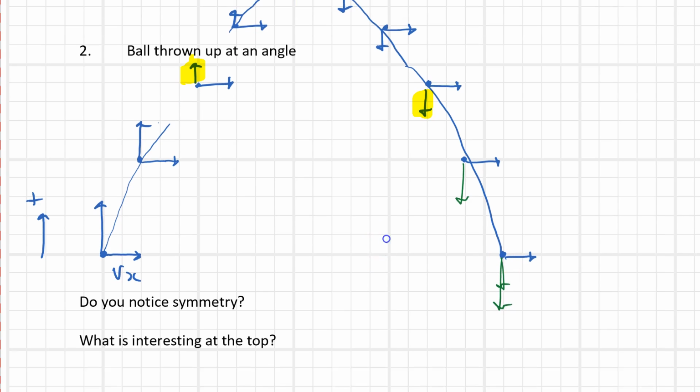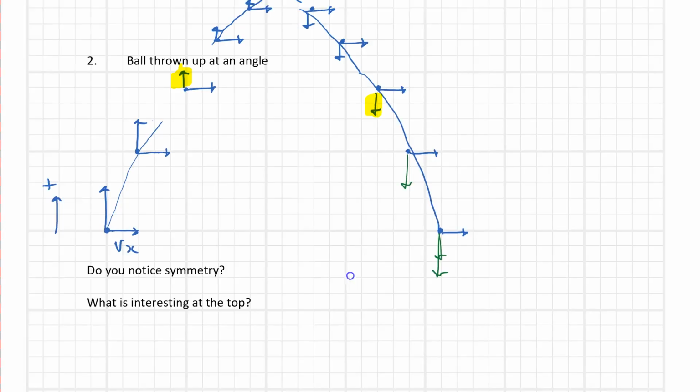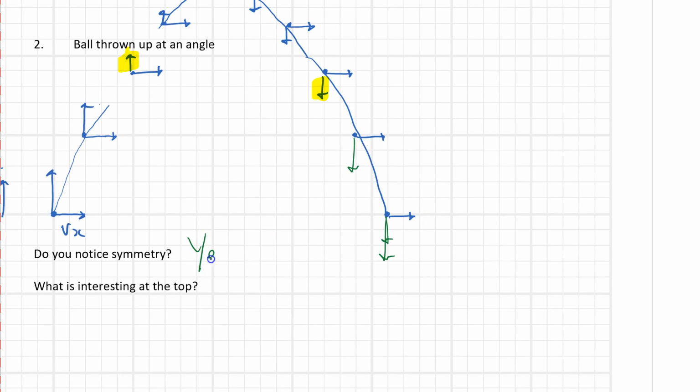Do you notice some symmetry to this? Just like a parabola has symmetry. If we're going to take a look at this versus time, let's say this graph here was meant to be time. If we have this kind of symmetry, this would be halfway.